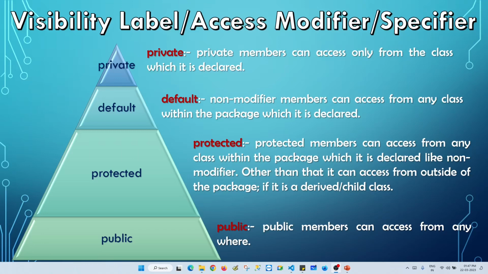Today we will discuss the visibility labels. You may have heard about the private, public keywords. That's what we are going to discuss today. The visibility label is also known as access modifier or access specifiers.